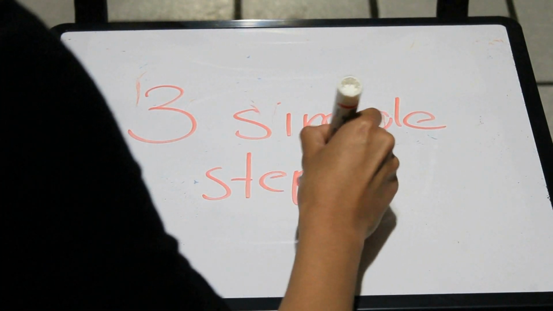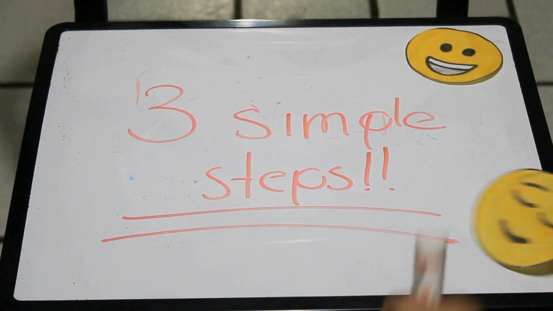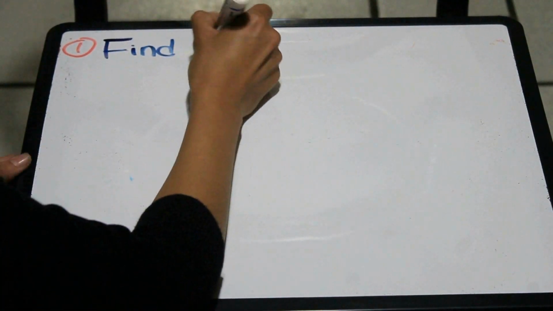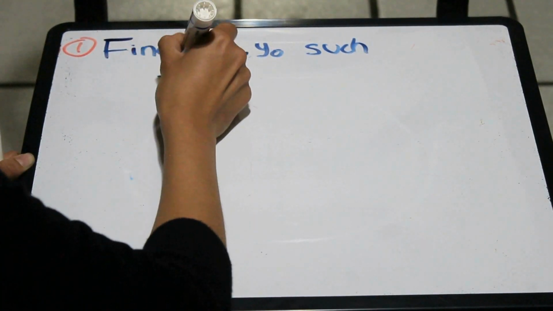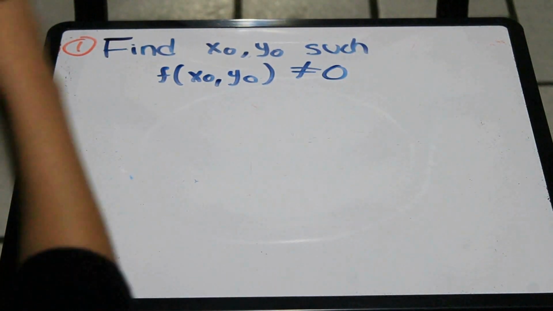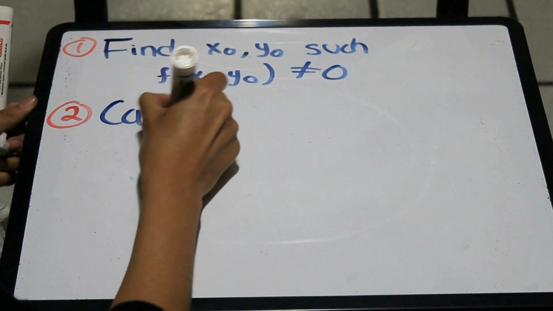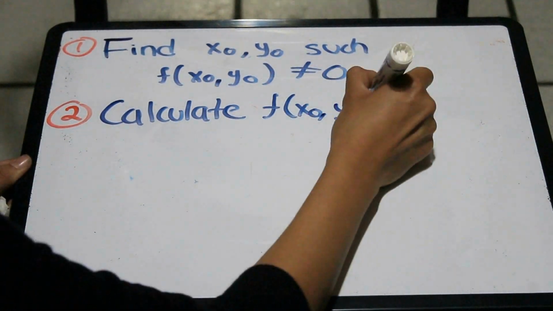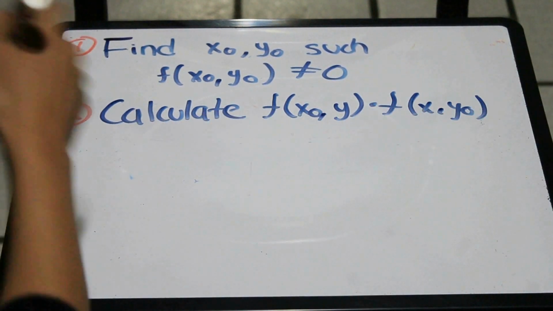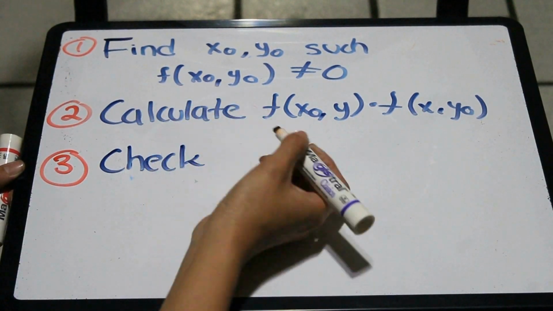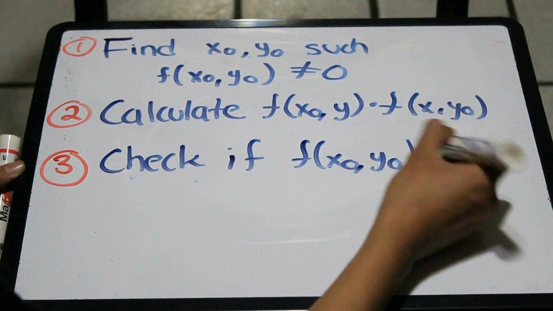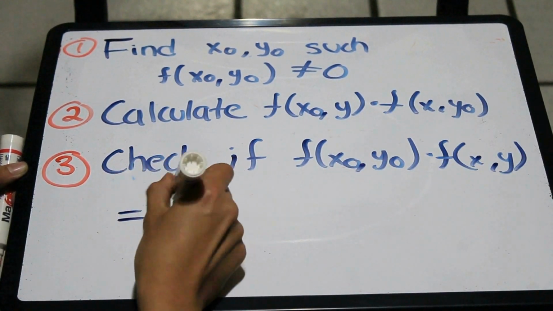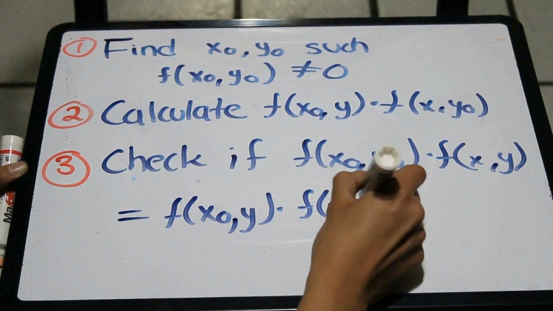To factor it we are going to follow three simple steps. Step number 1 is to find two values such that when substituted in the function the result is different from 0. The second step is to calculate f of x0, y and f of x, y0. The third step is to check if the product we calculated previously is the same as multiplying the initial function by the value we obtained before.